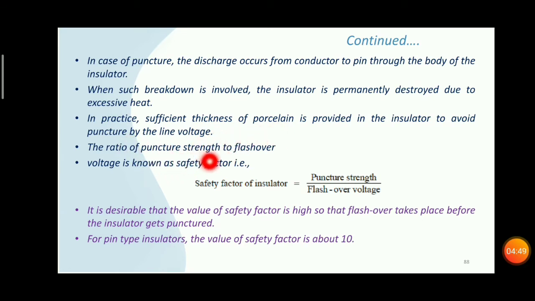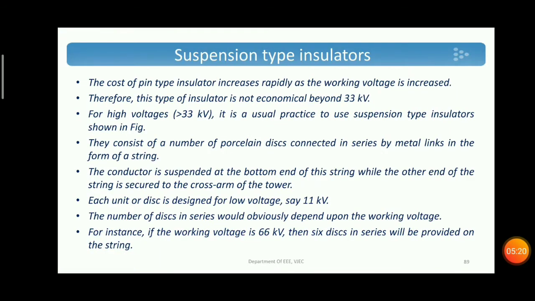The ratio of puncture strength to flashover voltage is called the safety factor of the insulator. Safety factor of insulator equals puncture strength divided by flashover voltage. It is desirable that the value of the safety factor is high so that flashover takes place before the insulator gets punctured. So, the puncture strength will be more than the flashover voltage. For a pin type insulator, the safety factor is about 10.